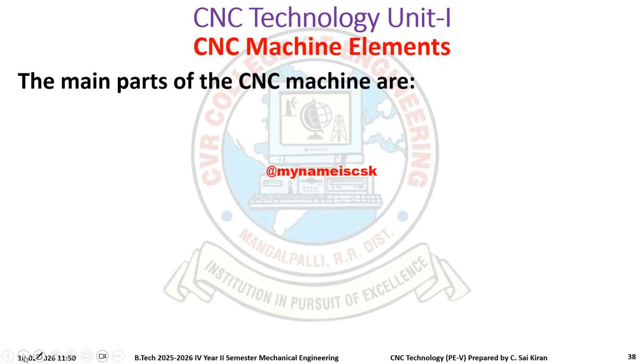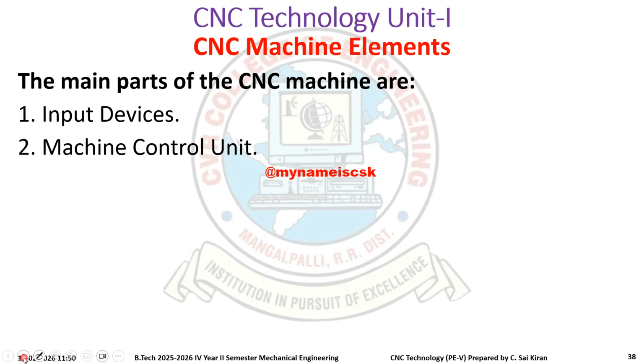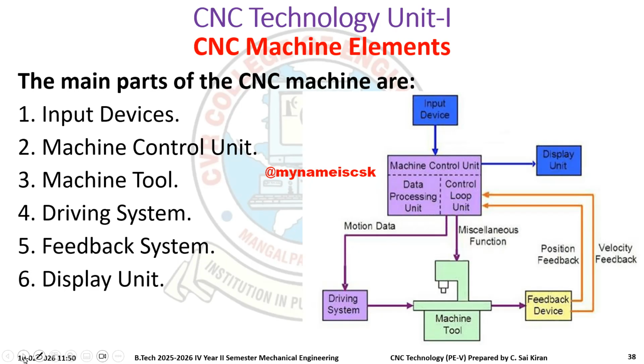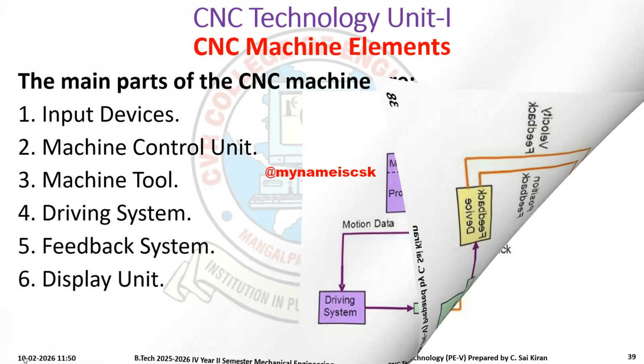Next, CNC machine elements. First we will see what the parts of the CNC machine elements are. First one is input devices. Next is machine control unit. Next is machine tool, driving system, feedback system, display. So there are a total of 6 parts, and this is a sketch of the CNC machine elements.